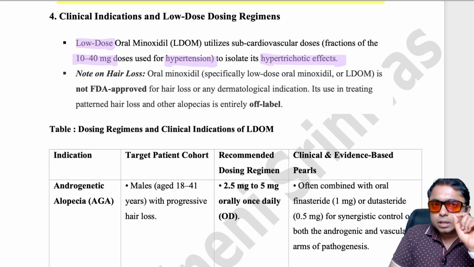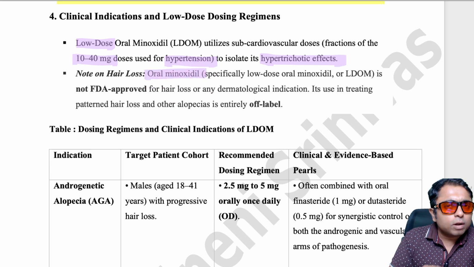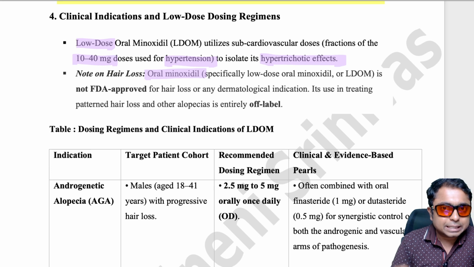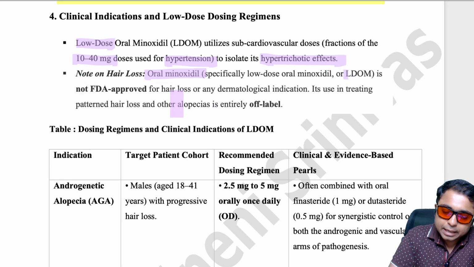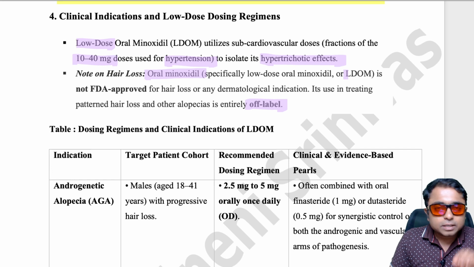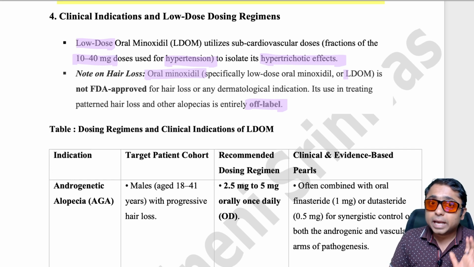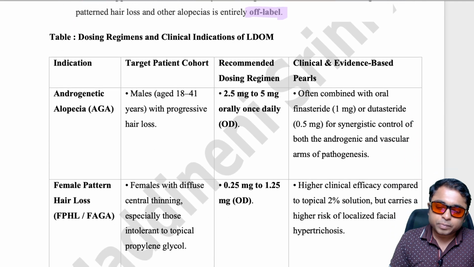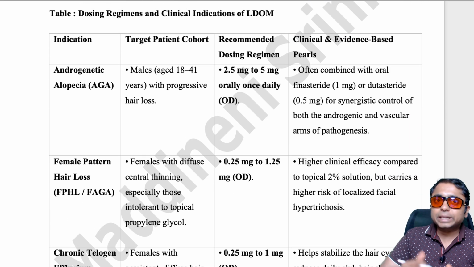And remember, oral minoxidil in all formulations, in all dosages, is a completely off-label indication. There are no USFDA approved indications in dermatology for minoxidil for hair loss. Very important point to remember. So let us quickly see what all the indications are.